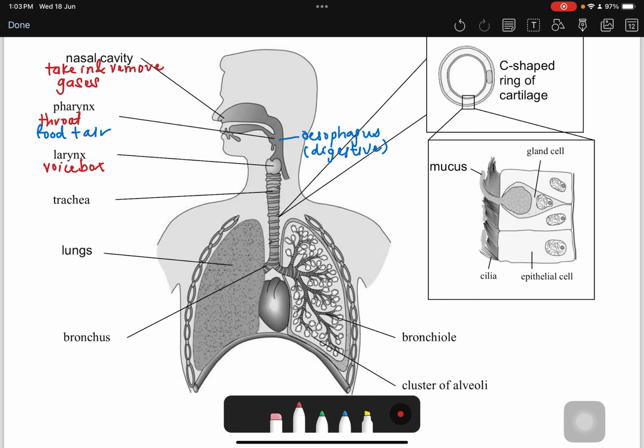To help you out in visualizing the difference between pharynx and larynx before we enter the trachea, let's watch a little animation to find out a little bit more.